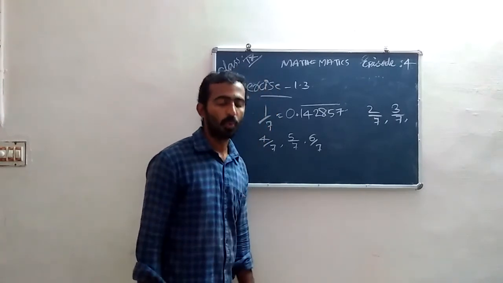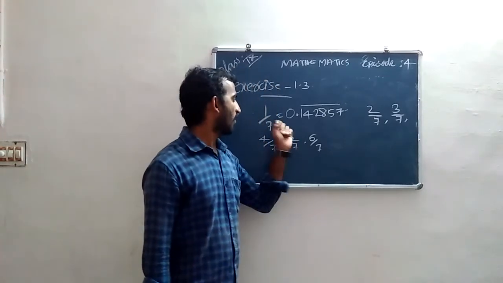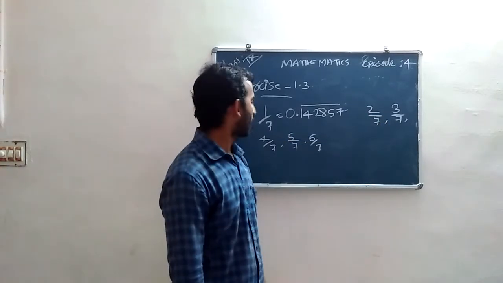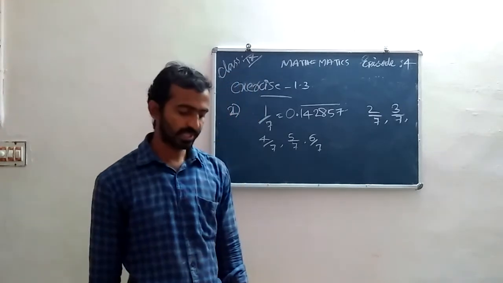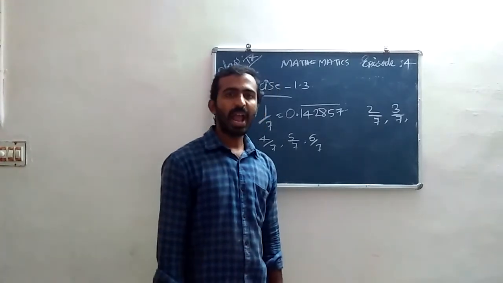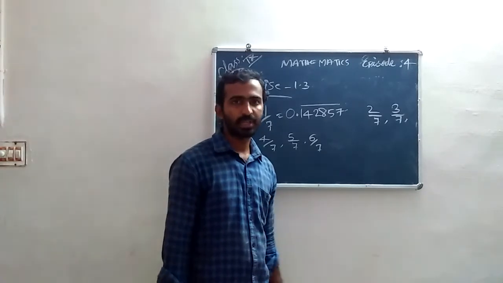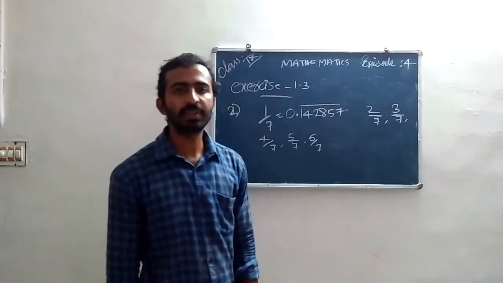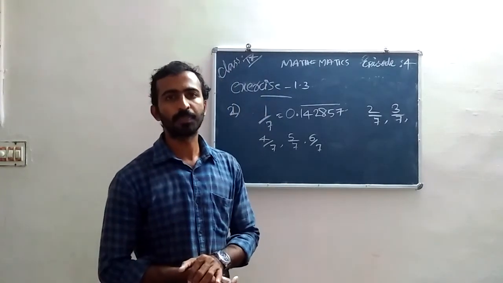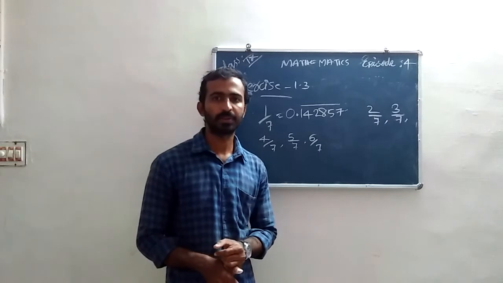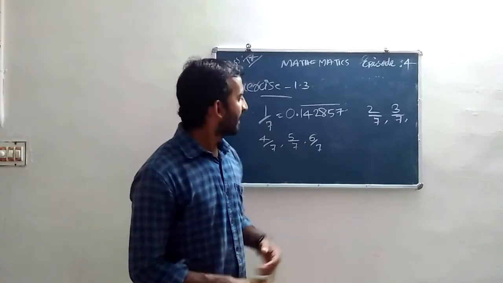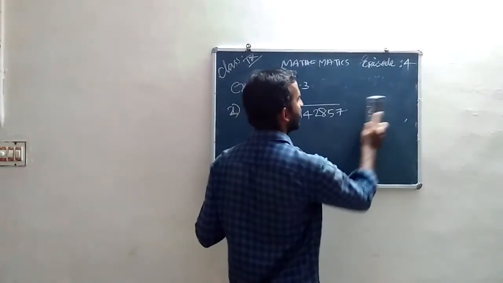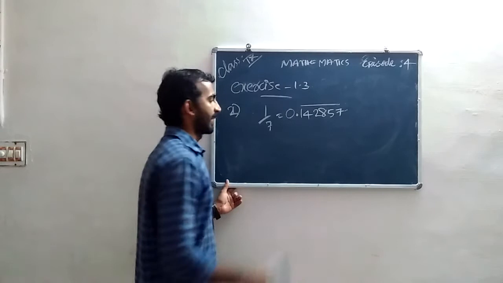If so, how? We have 1 by 7, and we want to find 2 by 7, 3 by 7, 4 by 7, 5 by 7 and 6 by 7 without doing long division. Which way can we find it? Anyone know the answer? Okay, first we take 1 by 7. We know the value of 1 by 7.